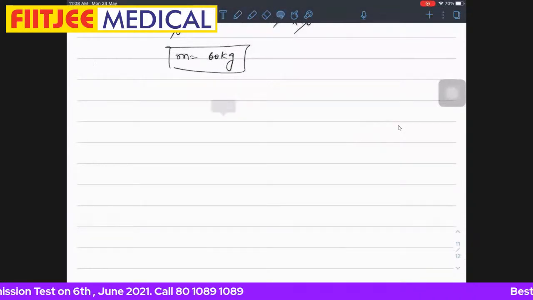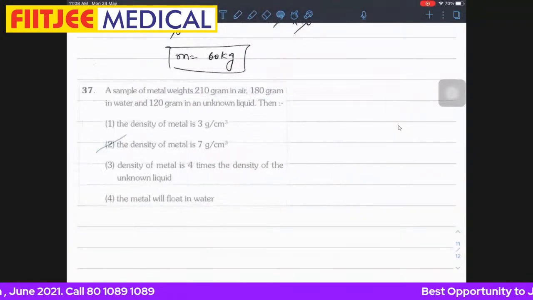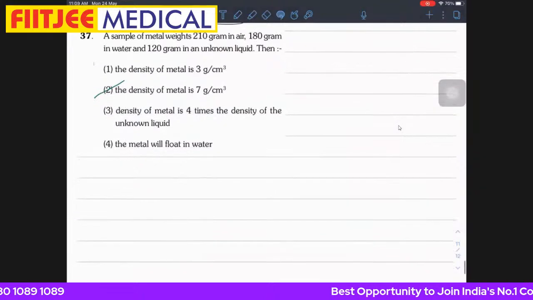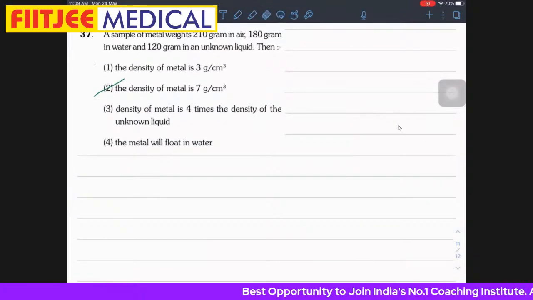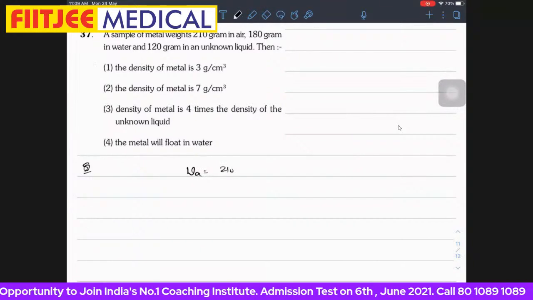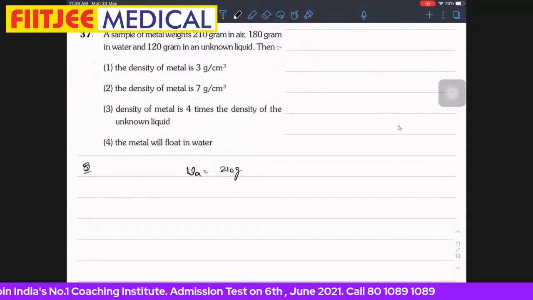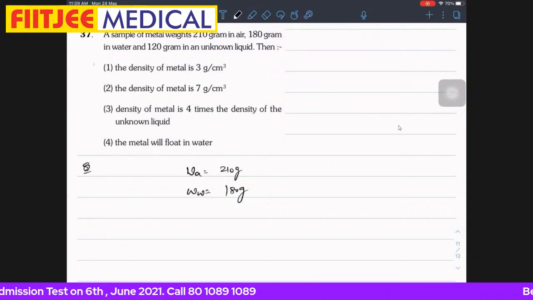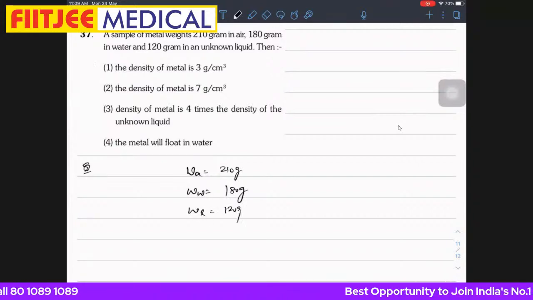So we have been given that a sample weighs 210 gram in air, 180 gram in water, and 120 gram in an unknown liquid.